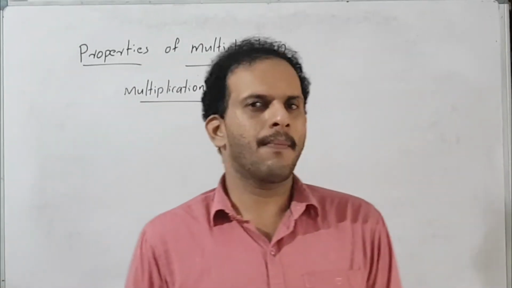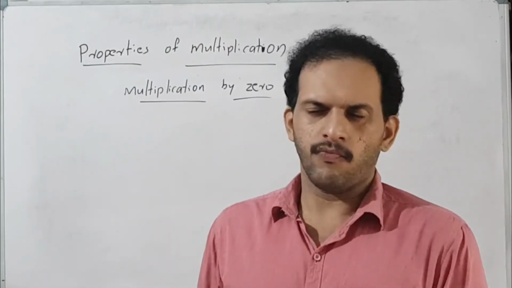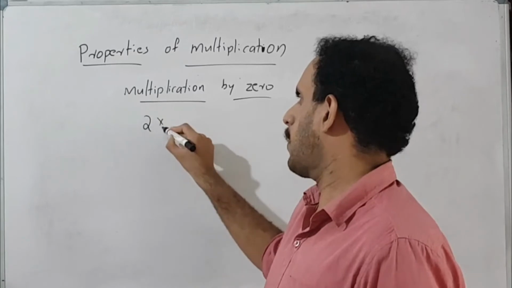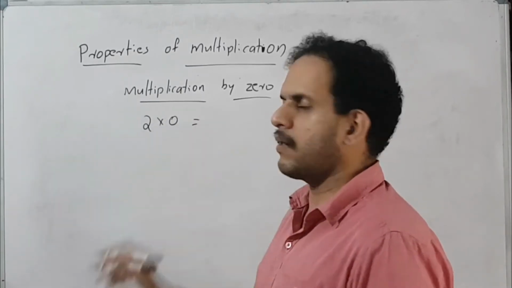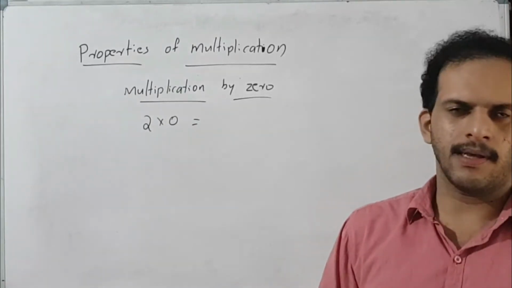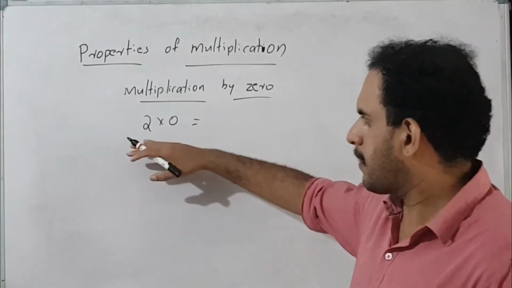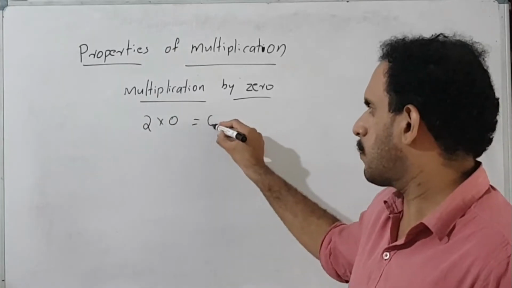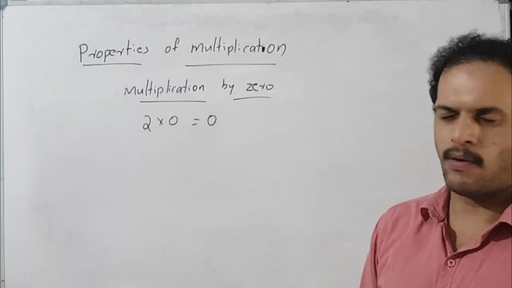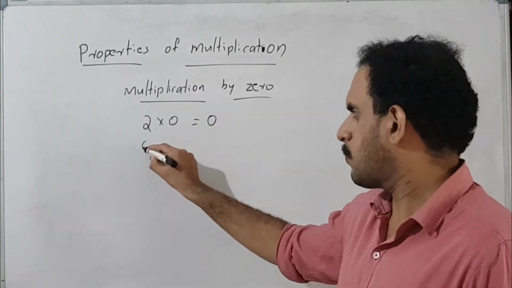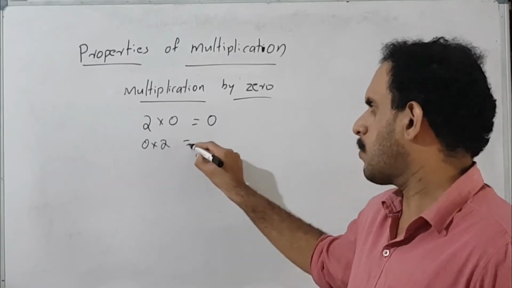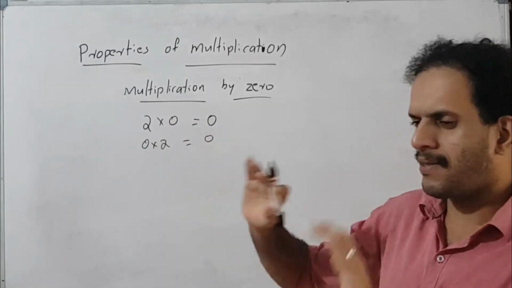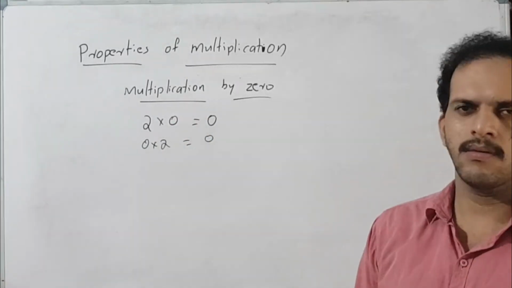Next we are discussing multiplication by 0. We know this idea. If you multiply the integer 2 with the other integer 0, what is the result? We studied already in the case of all numbers. If you multiply a number by 0, what is the answer? The answer is 0. Correct? Then what is the answer of 0 into 2? So 0 into 2 is also 0. Correct? That means if you multiply a number with 0, the answer is 0.